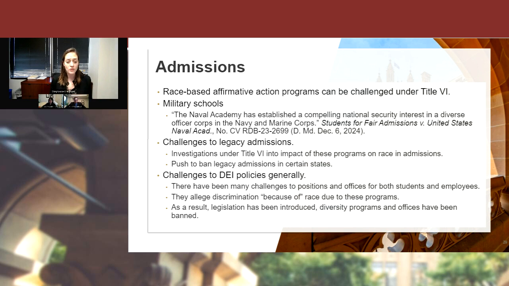So as I mentioned, a number of schools have done away with their legacy policies in terms of admissions, but we've seen just some interesting things come out of that challenge as well. There's just general challenges with DEI policies. We're going to talk about a few on the next slide. And it's the idea that discrimination because of race is where the issue is. So that's where these allegations come in and this litigation comes in. And we've seen some legislation, we've seen some state attorneys general make statements about scholarships and things, and we're going to go through a couple of them right now.